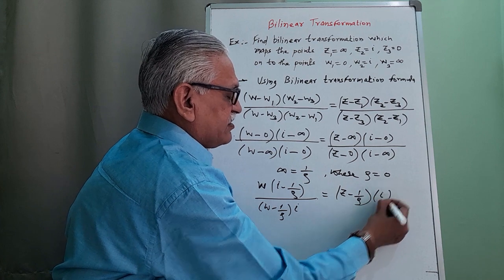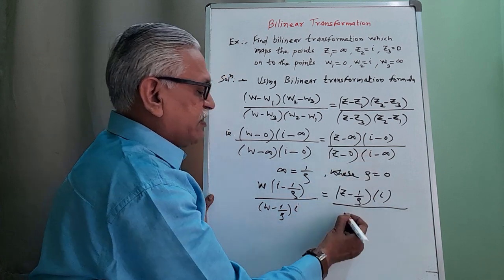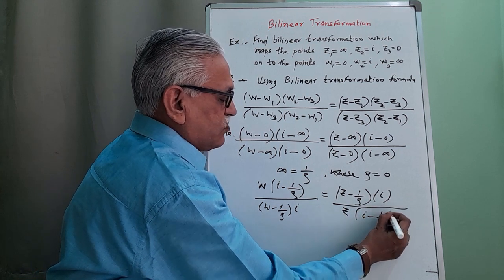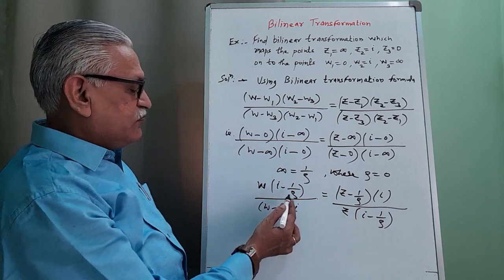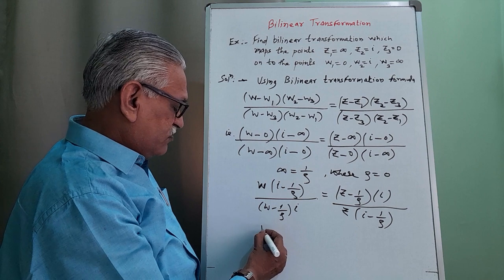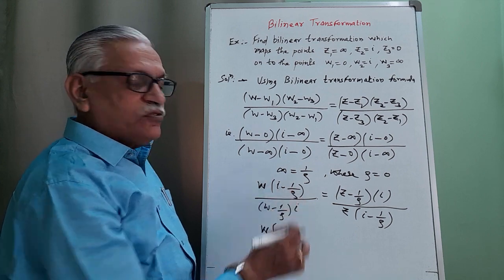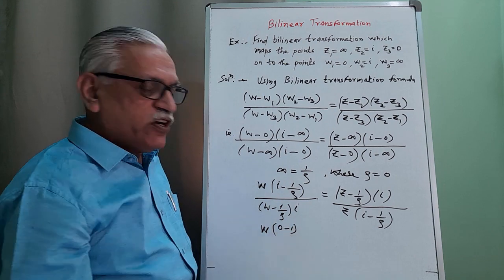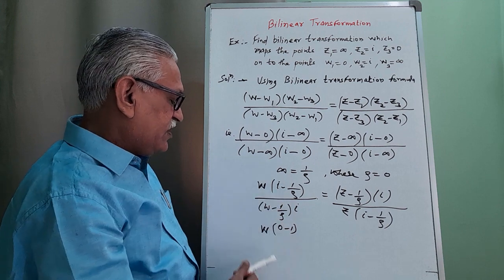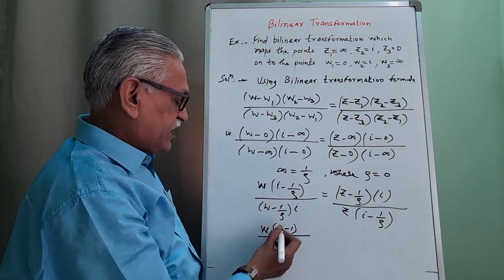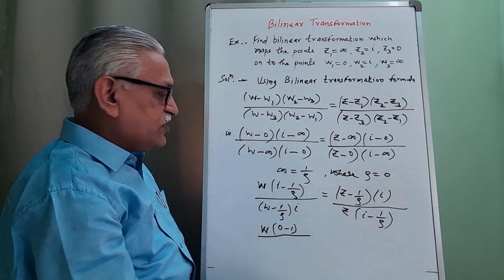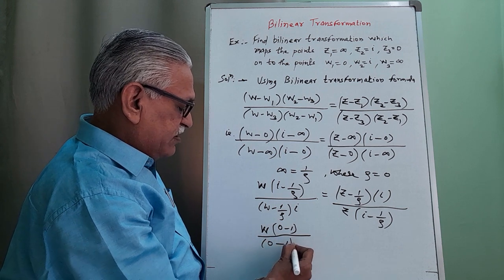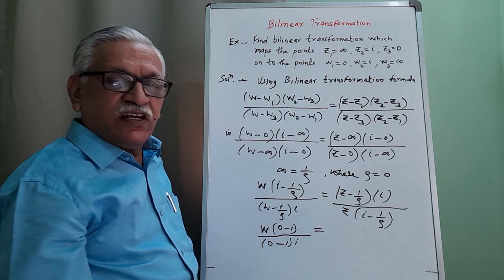i minus 0 is i, and whole divided by Z minus 0 is Z, i minus infinity, nothing but 1 by rho. And then cross multiplying by rho, we get W into i into 0, that term is 0, minus 1 whole divided by rho, and in the denominator we have rho into i, but rho is 0. We get that term as 0 minus 1 into i, and that is equal to, whole divided by rho.